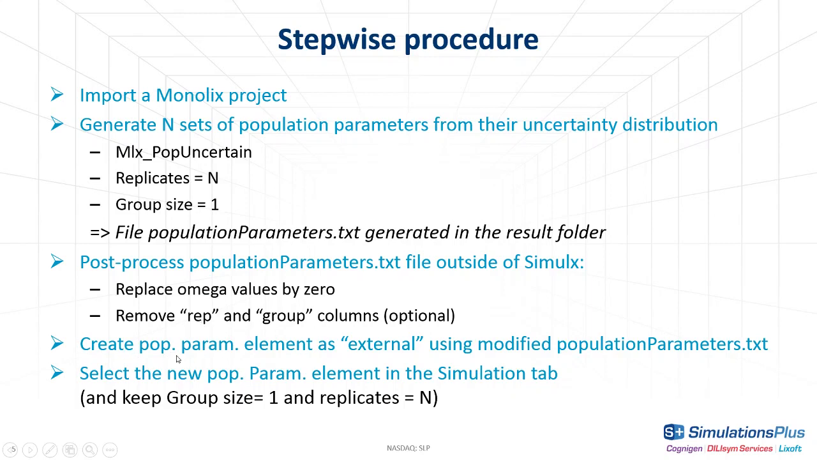And then we create a new population parameter element in Simulx from an external file using this modified population parameter.txt that I have saved in a location that is easy to find. So don't leave it in the result folder of your dummy run. That's not convenient. And finally, I select this new population parameter element in the simulation tab to run my simulation, taking into account the uncertainty on the fixed effects only. Have a nice week.